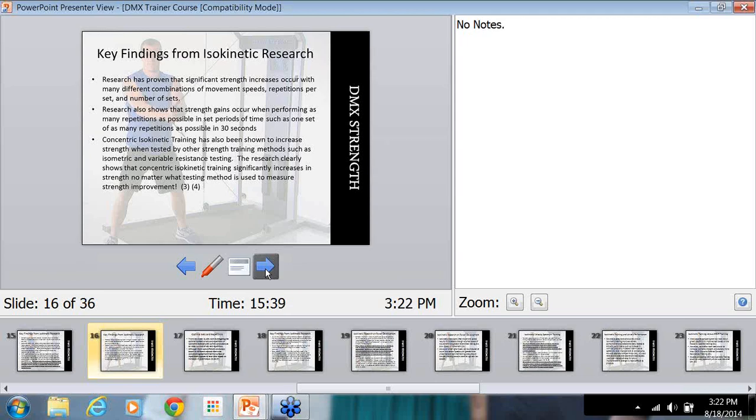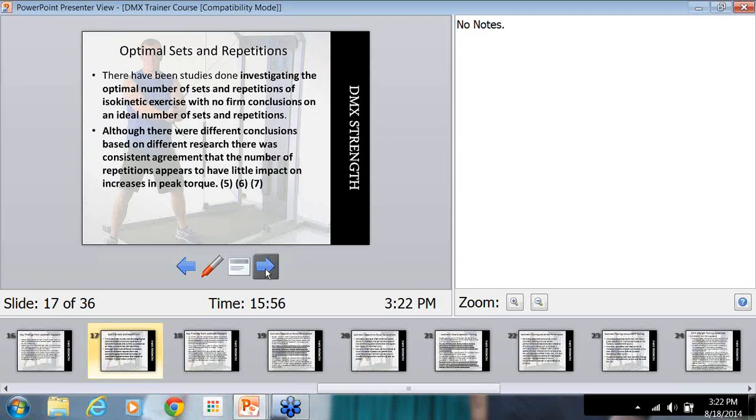Now with all training, including isotonic, isometric, eccentric, and isokinetic, whatever you're doing, you're obviously always going to get your best results on a test if you train with that modality. But the fact is isokinetics have been shown to improve strength in these other ways as well.